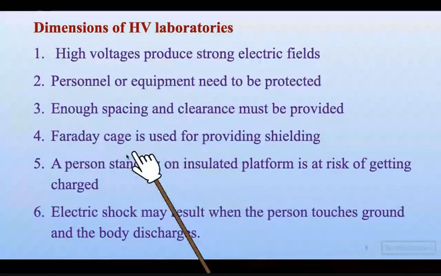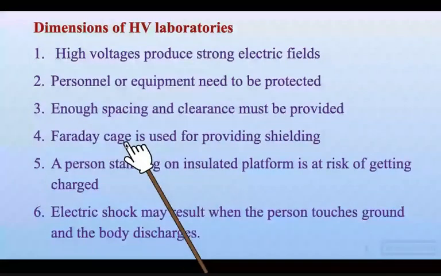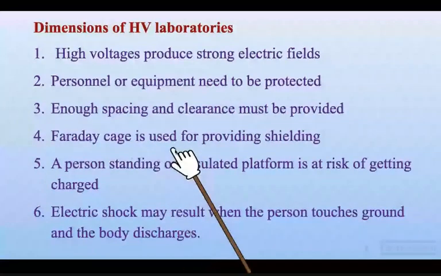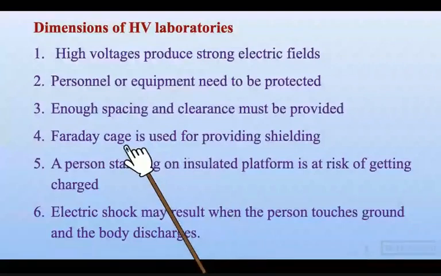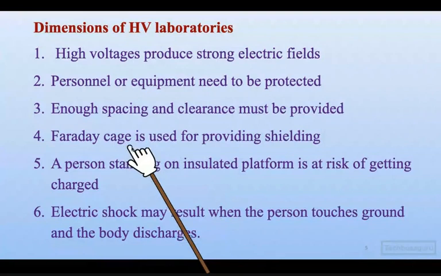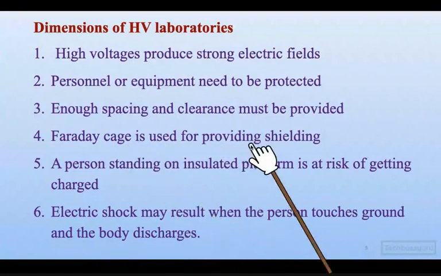Faraday cage is nothing but a metallic cage which is solidly grounded and which is completely casing the high voltage equipment that is being tested. The high voltage equipment, let us say a spear gap arrangement or maybe some high voltage transformer or some electrodes, will be energized for the purpose of testing.